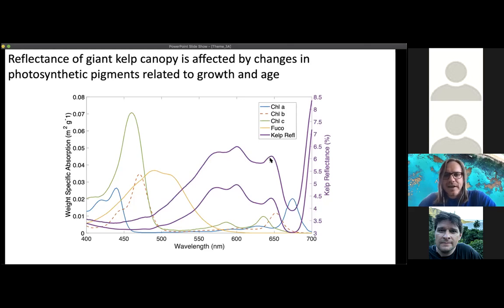And these changes in reflectance are driven by the absorption of light by different photosynthetic pigments. Kelp has chlorophyll A, which you can see in this blue line, chlorophyll C, which you can see in this green line, and fucoxanthin, which you can see in this yellowish orange line. Importantly, kelp lacks chlorophyll B, which is present in almost all terrestrial vegetation, which is in this dashed red line. And so you can map these changes in reflectance to where these pigments absorb on the electromagnetic spectrum.